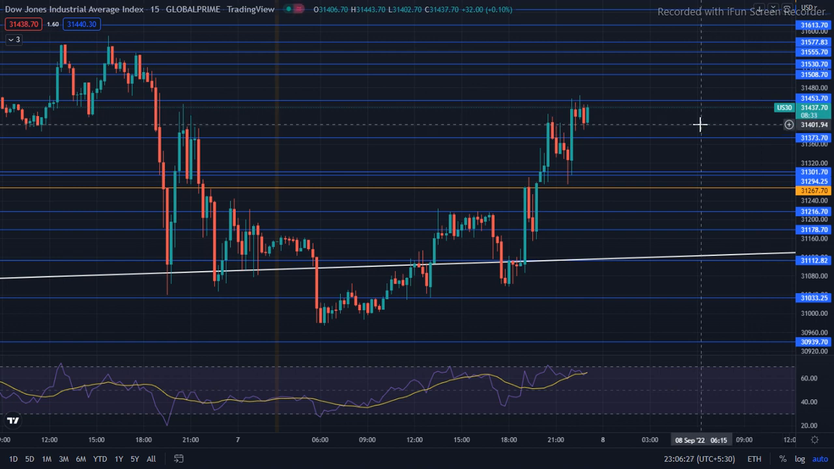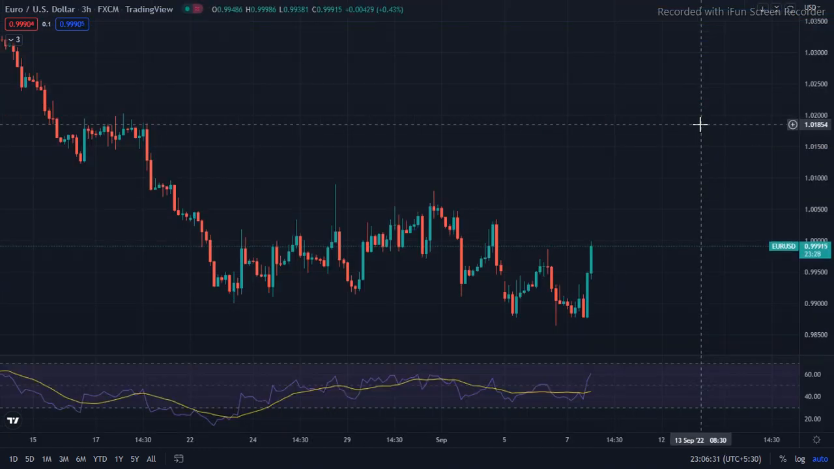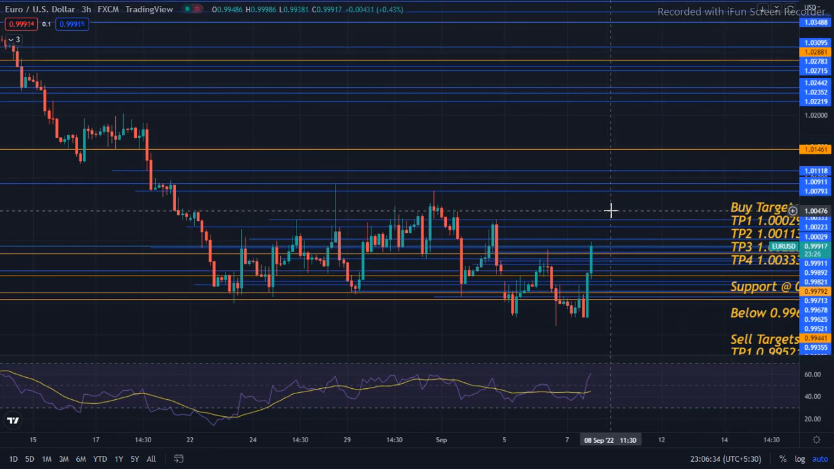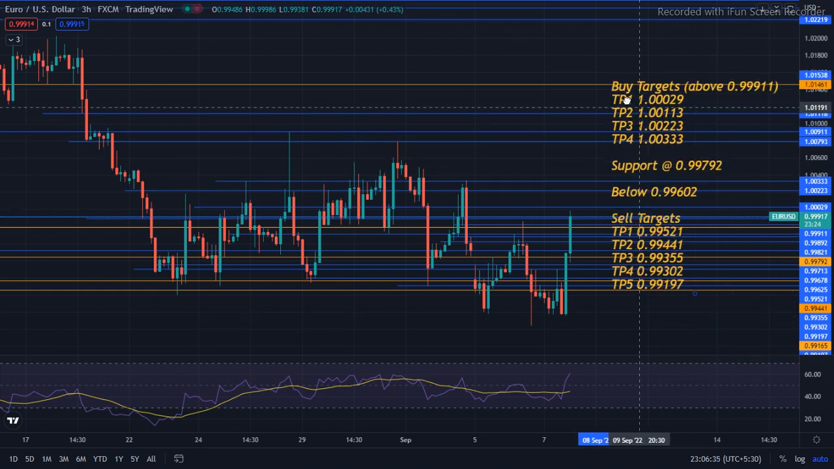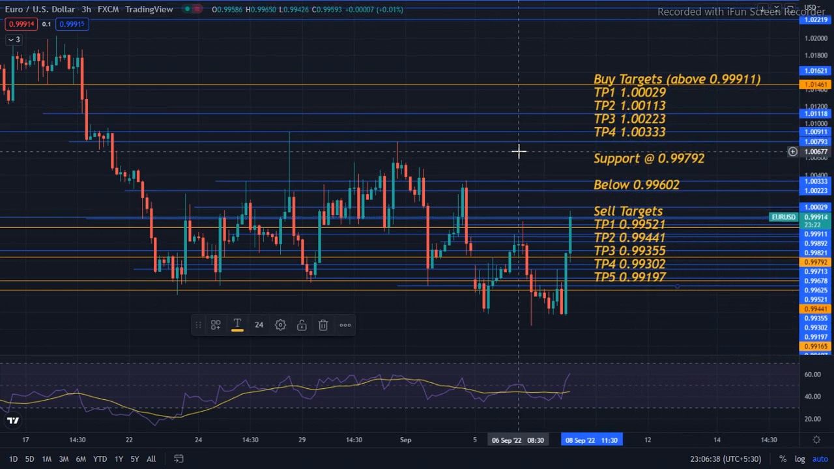Now let us move to the third one, the currency pair EURUSD. It is giving some bullish moves now. It has got some bullish moves. So our support is at 0.99792, and below the level of 0.99602 we'll be shorting it.